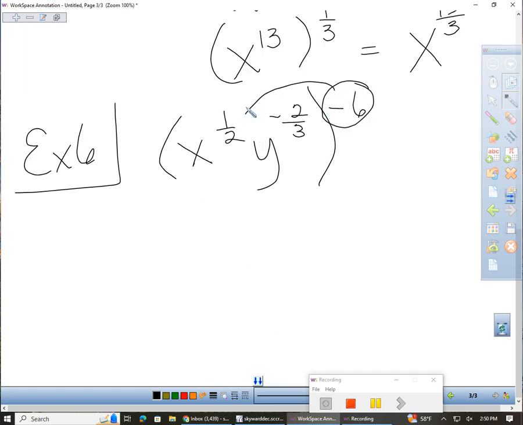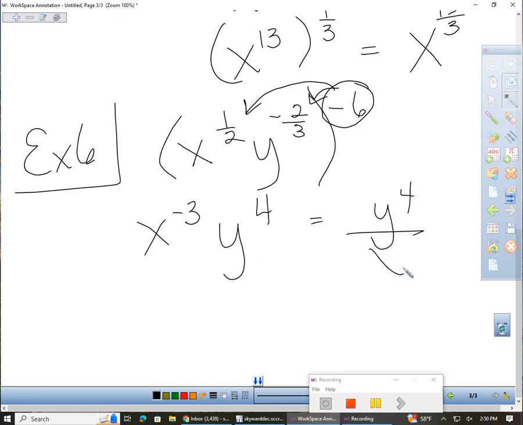So this has to go to this one, and it has to go to this one. So I have x, 1/2 times negative 6 is negative 3. y, negative 2/3 times negative 6. A negative times a negative is a positive, and it is 4. So now, what's the only thing that has to move? Negative 3 goes to the bottom. So I get y to the 4th over x to the 3rd. All right, you guys got this?